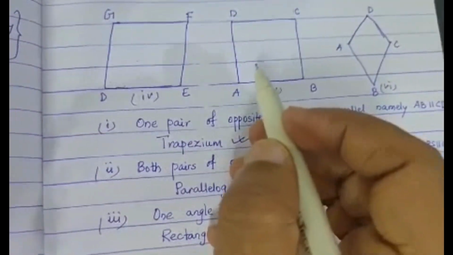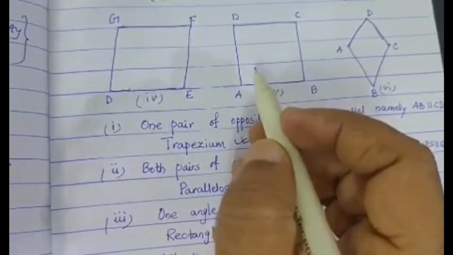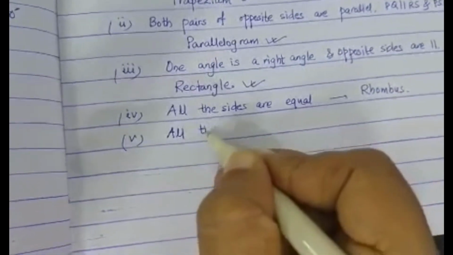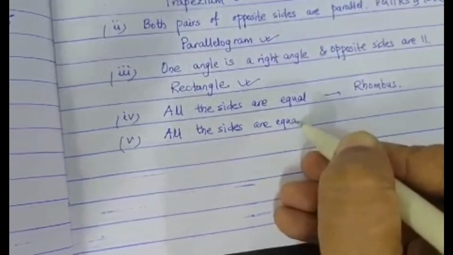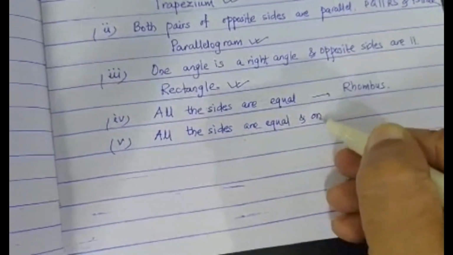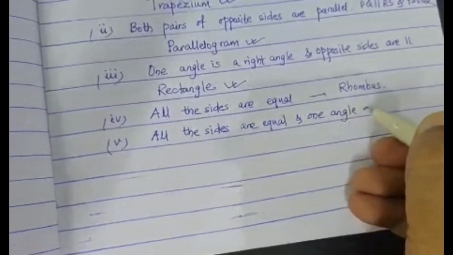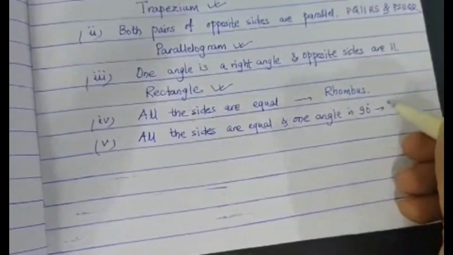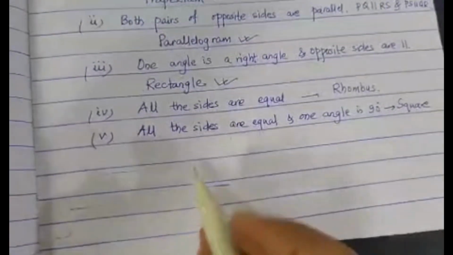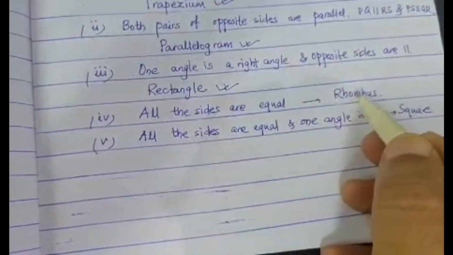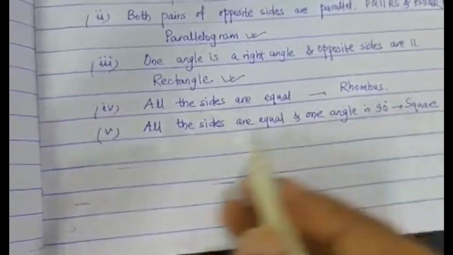Now the fifth one, this is a square. All right, here all sides are equal, but the angle is also 90 degrees, a right angle. All the sides are equal and one angle is 90 degrees. So this is a square. Later we will study more about this, that basically all these four angles are 90 degrees. But the criteria is this: if all the sides are equal, then it is a rhombus. All the sides are equal and one angle is 90 degrees, then it is a square.